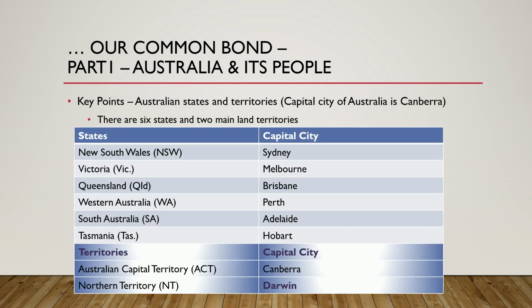A very important fact to remember is that Australia has 6 states and 2 mainland territories. So, states and their capital cities: New South Wales capital city is Sydney, Victoria is Melbourne, Queensland is Brisbane, Western Australia is Perth, South Australia is Adelaide, Tasmania is Hobart. And territories: Australian Capital Territory capital city is Canberra, which is also the capital city of Australia. Northern Territory, NT, the capital city is Darwin.